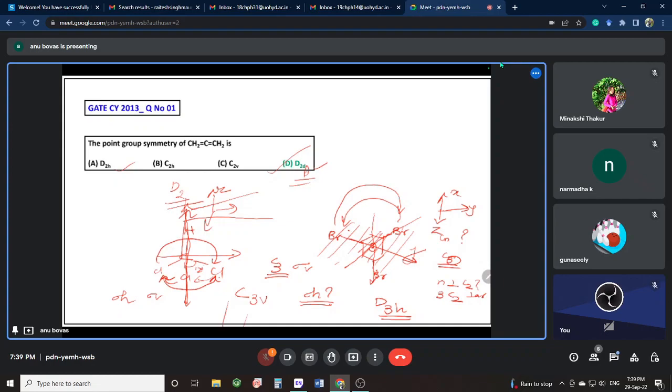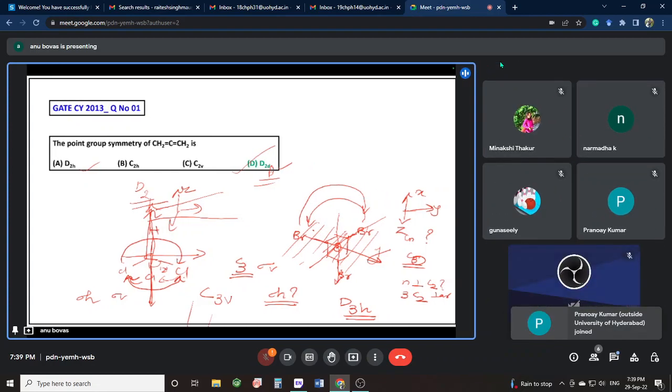I hope this is clear. These are simple examples that are asked in questions. For example, water. Water is also an important one; we have seen it earlier. It has a C2 axis, and along the principal axis it has a sigma, so it has a sigma v. So it is C2v. And these are very common examples, that's why I am telling you.